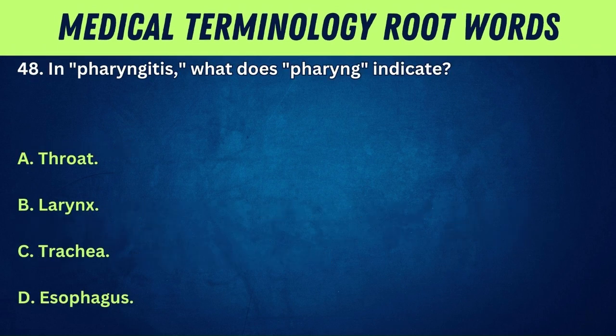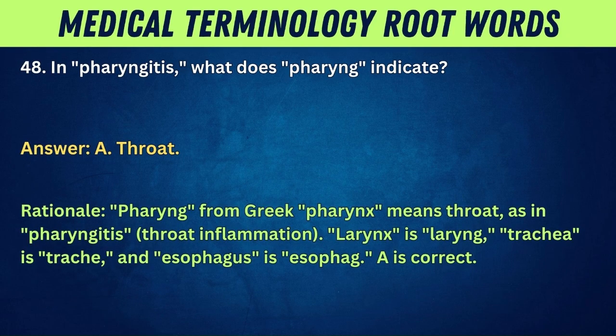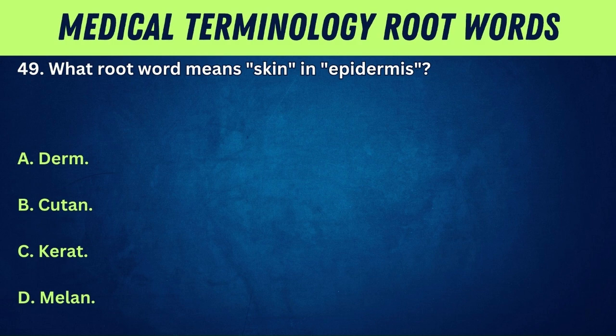48. In pharyngitis, what does pharyng indicate? A. Throat. B. Larynx. C. Trachea. D. Esophagus. Answer: A. Throat. Rationale: pharynx from Greek pharynx means throat, as in pharyngitis, throat inflammation. Larynx is laryng, trachea is trache, and esophagus is esophag. A is correct.